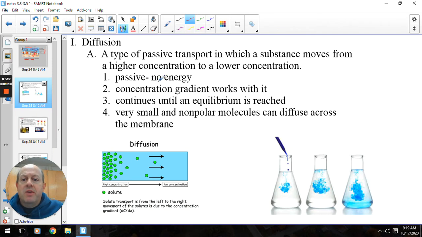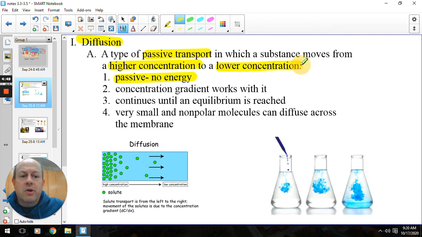So let's talk about some passive transport first. Diffusion would be one type of passive transport. So passively, it requires no energy. And this is going to go from a high concentration of particles to a low concentration of particles. That's the direction that the diffusion would take place.